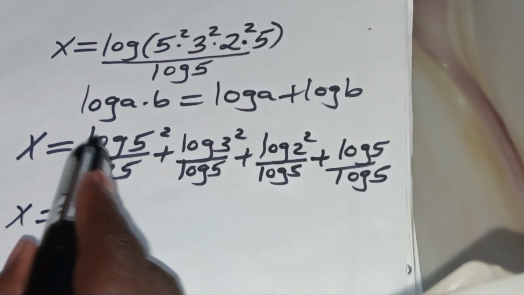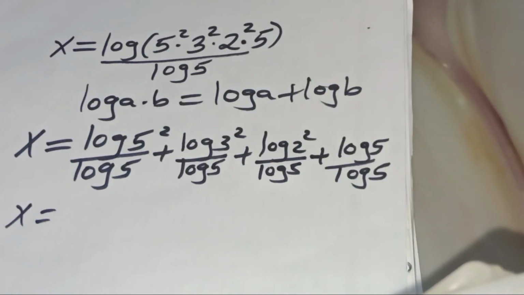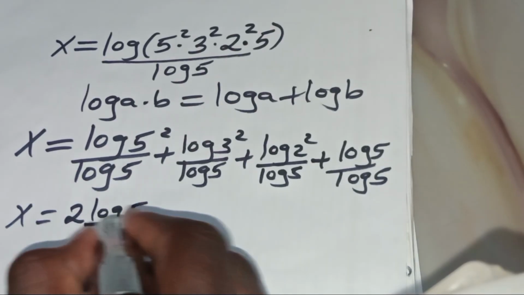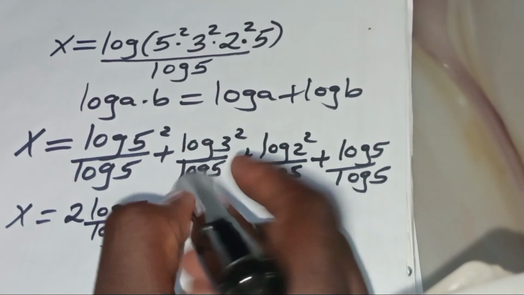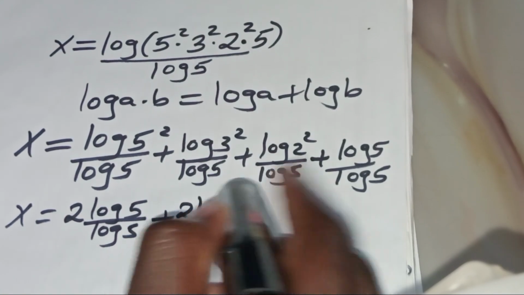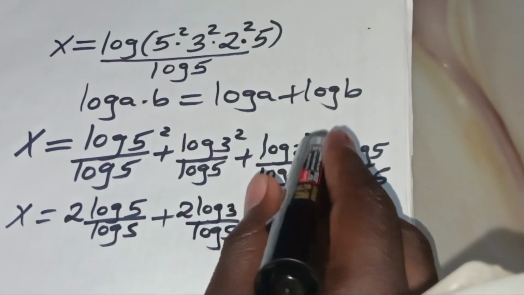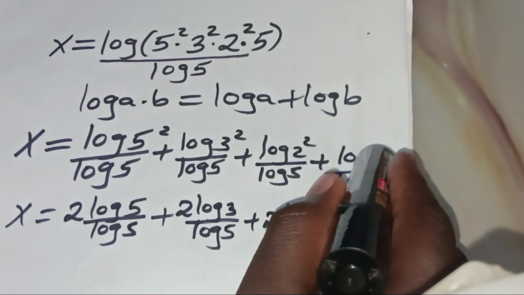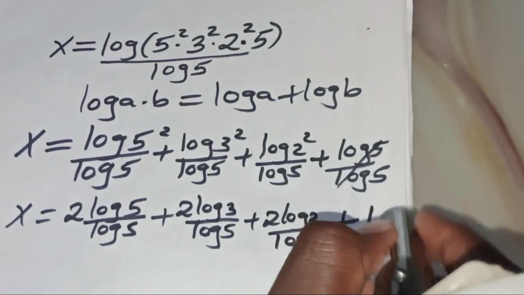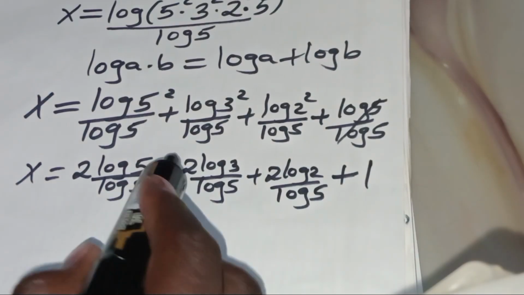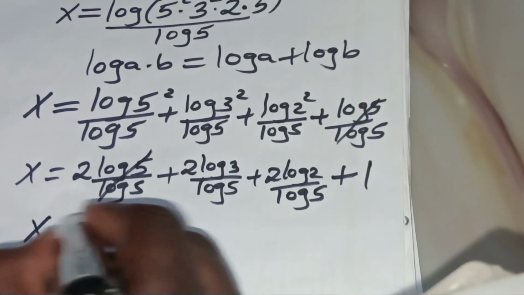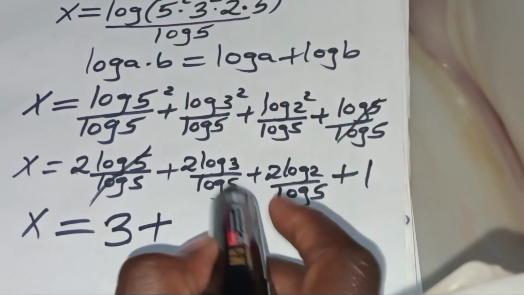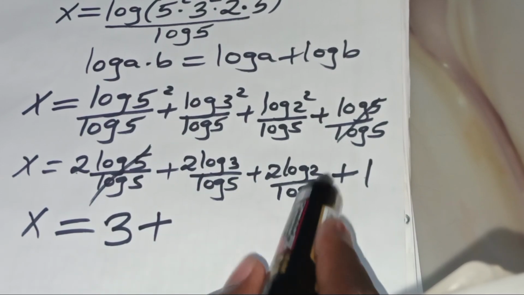Now, log 5 to the power 2, applying the power rule of logarithms, becomes 2 log 5 divided by log 5, plus log 3 to the power 2 becomes 2 log 3 divided by log 5, plus log 2 to the power 2 becomes 2 log 2 divided by log 5, and then log 5 divided by log 5 simplifies to 1. So log 5 and log 5 simplify, and this is 2 plus 1, which is equal to 3, plus log 3 divided by log 5 and log 2 divided by log 5.